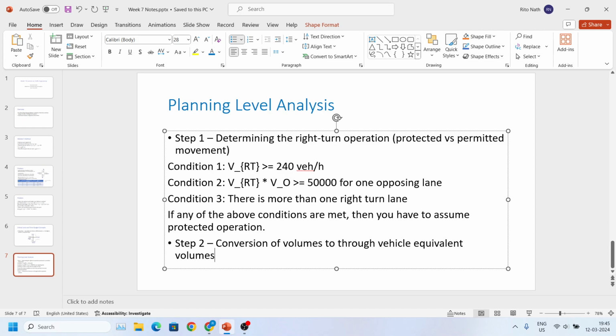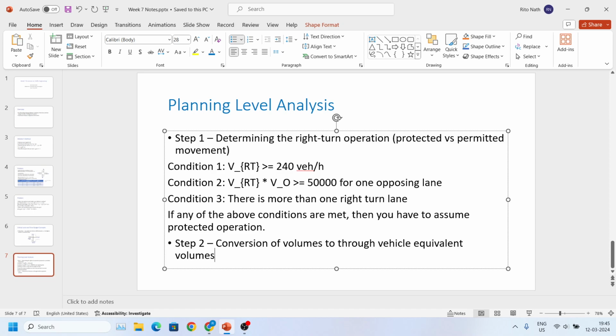Then there are different recommendations on these adjustment factors given in the Highway Capacity Manual, like what the adjustment for heavy vehicles should be, which is E_HV, and these adjustments again can differ because of variation in flow during the hours and so on.